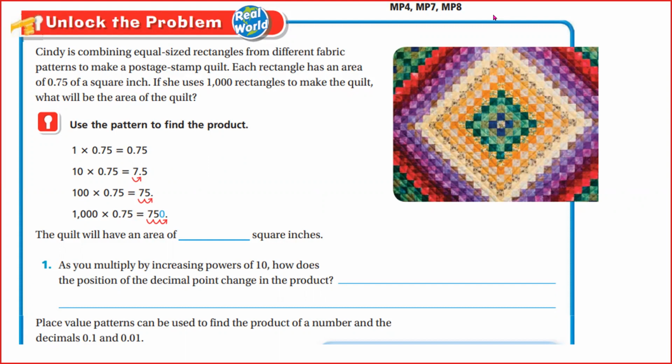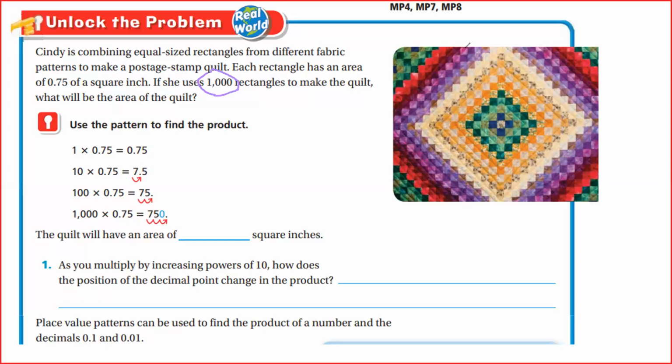You will understand. Now here, Candy is combining equal side rectangles from different fabric patterns to make a postage stamp quilt. Each rectangle has an area of 0.75 square inches. If she uses 1,000 rectangles to make the quilt, what will be the area of the quilt? So here each square is 0.75 square inches, and we have 1,000 rectangles.